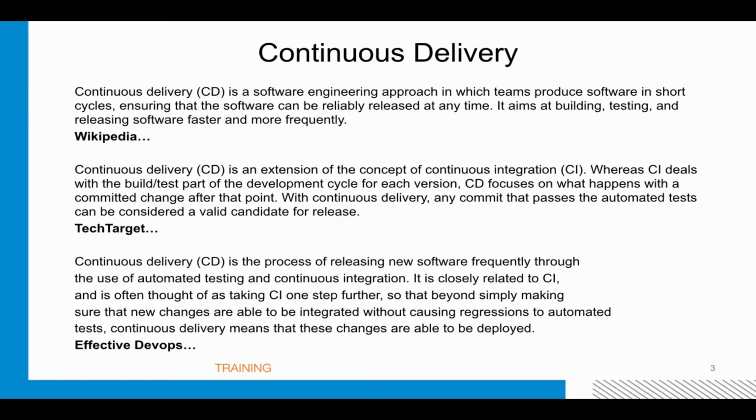So here again, I took some definitions from Wikipedia, TechTarget, and the Effective DevOps book. We'll find here is continuous delivery basically includes continuous integration. It's kind of mandatory to have continuous integration to get continuous delivery. It's basically the output of the continuous integration. In general, continuous delivery, and this is where it kind of gets interesting, the difference between continuous delivery and continuous deployment. It often confuses a lot of people, but it's actually really simple.